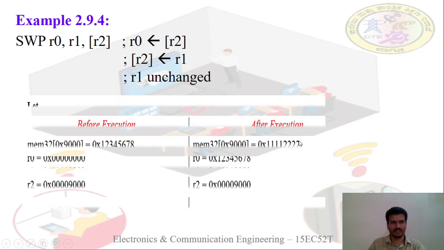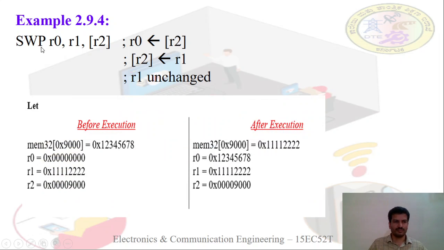So let us consider an example. SWP R0, R1, [R2]. R2 contains the memory address. See here the direction: from memory location to the R0 register, and from R1 to the memory location. Memory location to R0, then R1 to memory location, and R1 is unchanged.